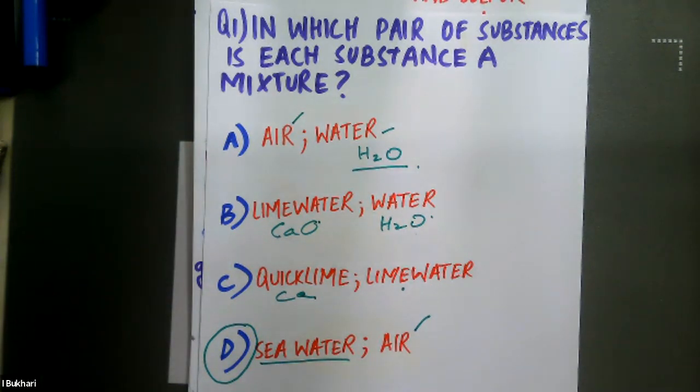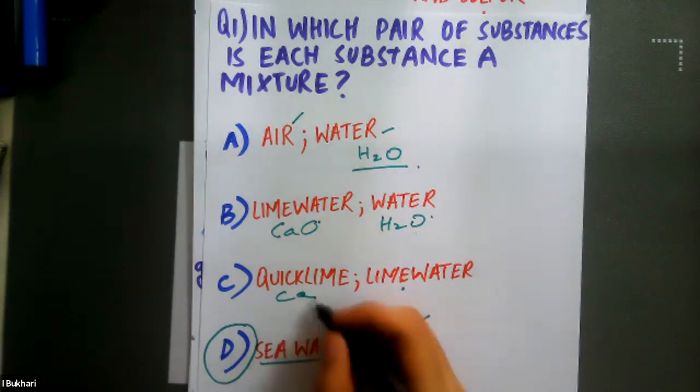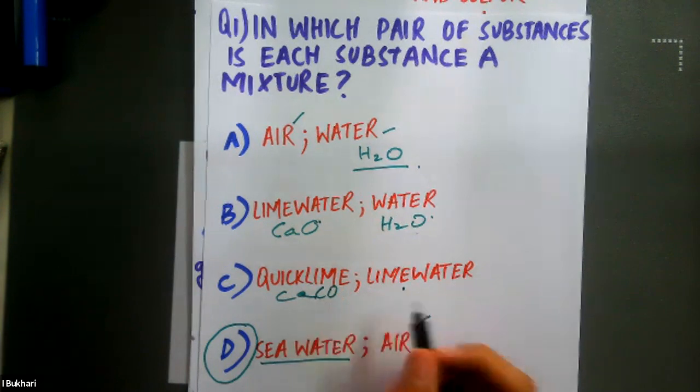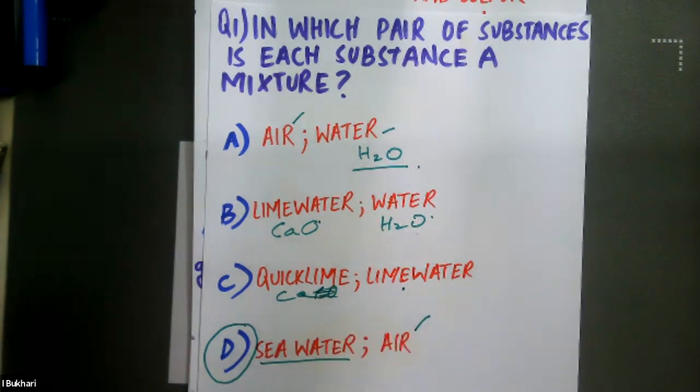Same goes for quicklime. Okay, I don't remember. Maybe quicklime is calcium hydroxide or something. I forgot. Or maybe it's calcium carbonate. But some calcium compound, right? So again, we have a specific ratio.